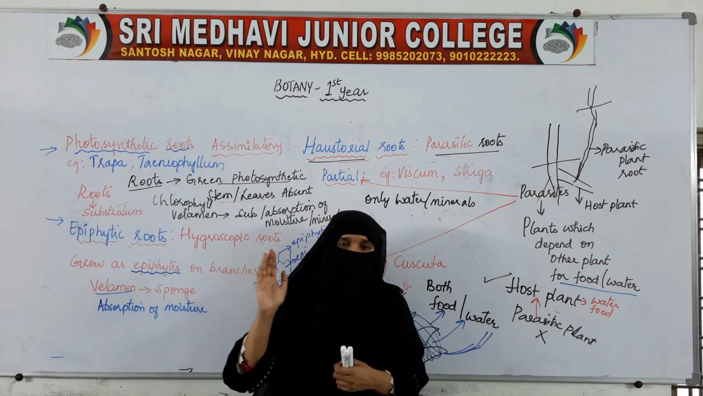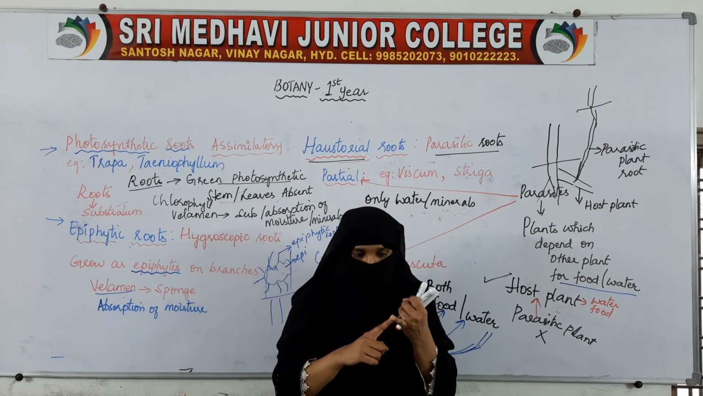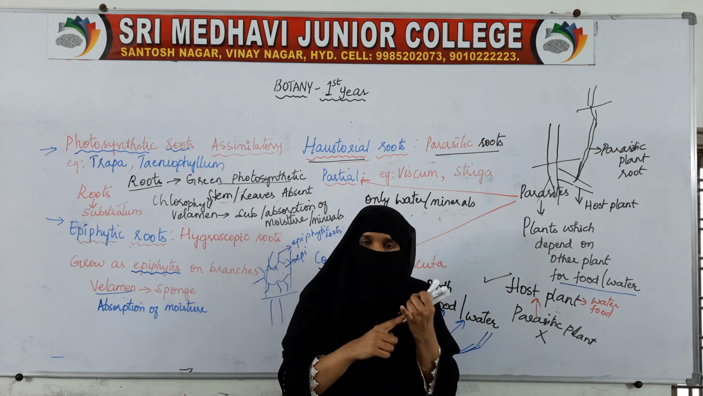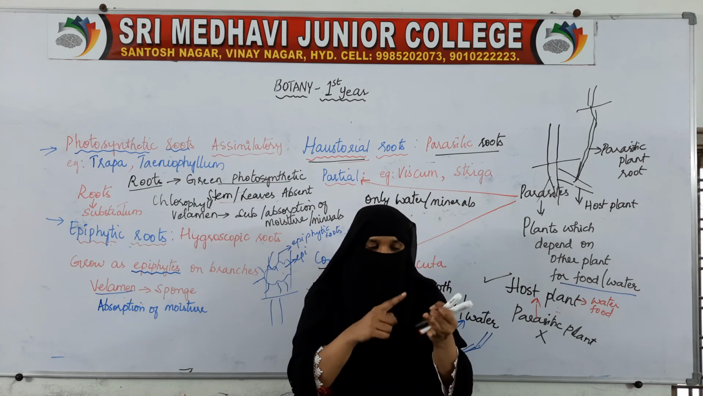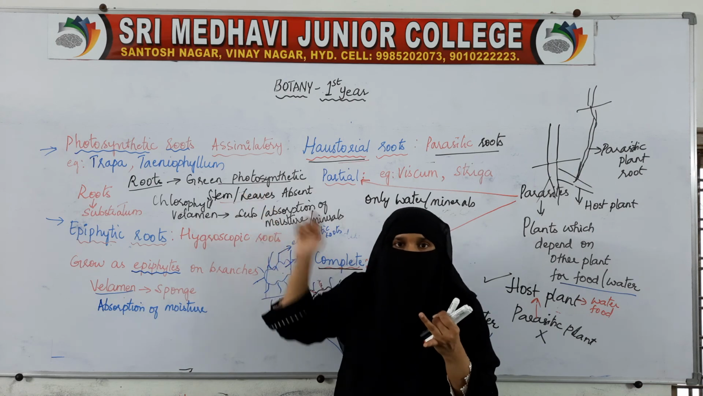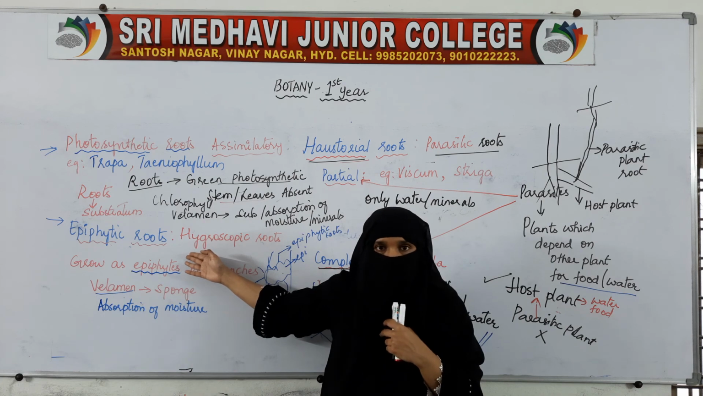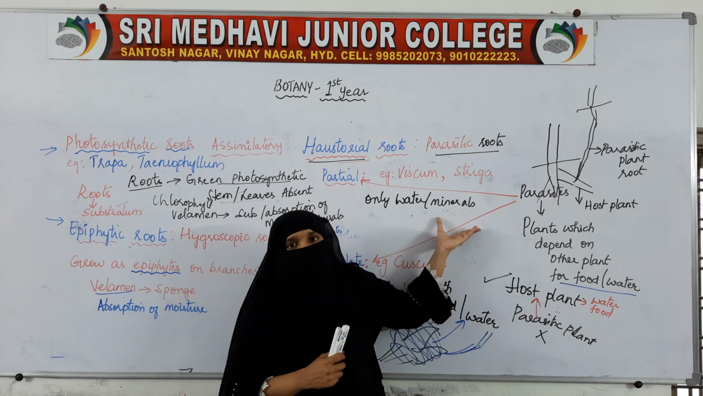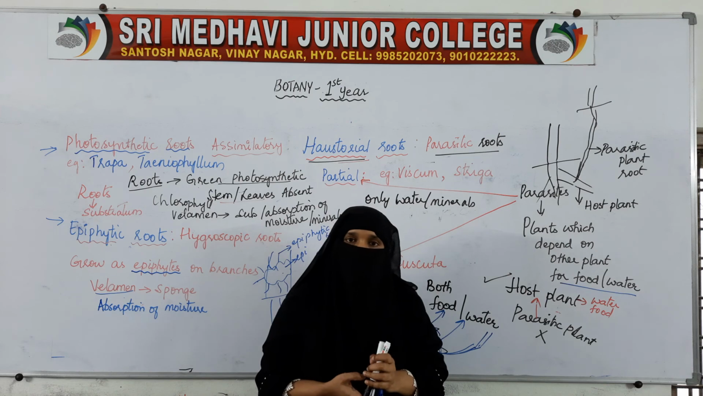So now we have finished with our root modifications. We have seen modifications for food storage, respiration, nitrogen fixation, mechanical support, reproduction, photosynthesis, absorption of moisture, and also for getting food and water from other plants. So these are the various modifications which we see in the roots of plants.